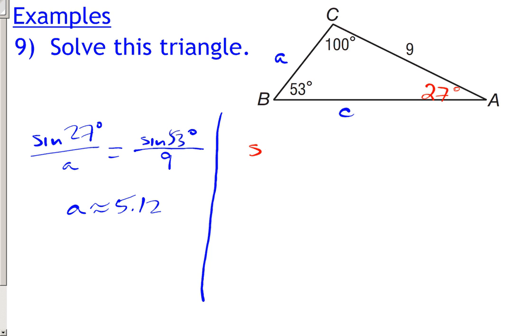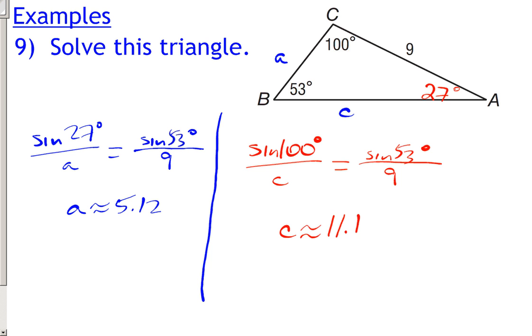Okay, so to get side C, we're going to use this sine 100 degrees. That's across from the side we want. And then equals, we're going to use this 53 degree angle again. So sine 53 degrees over 9. You guys know how to solve this. So cross multiply, divide. You get C is approximately 11.1, whatever unit this is. So here's your two sides, triangle solved, and that's the law of sines.